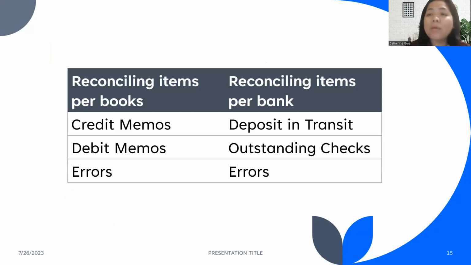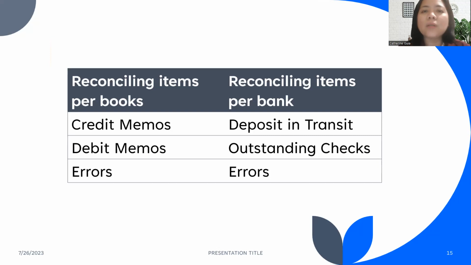You also have the debit memos. And later on, we will learn what these memos are. And there are also times when there are errors, which will also be your reconciling item, assuming that the company or the entity committed the error. So whoever committed the error should have an adjusting entry.